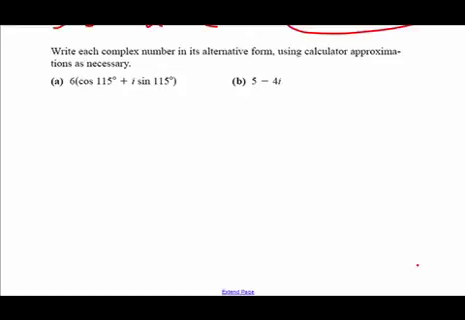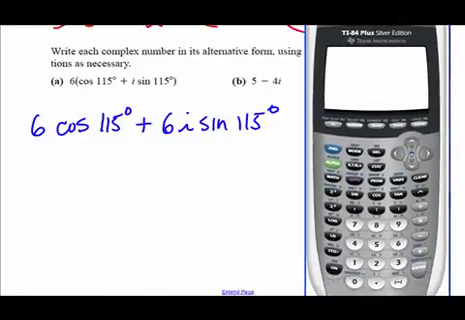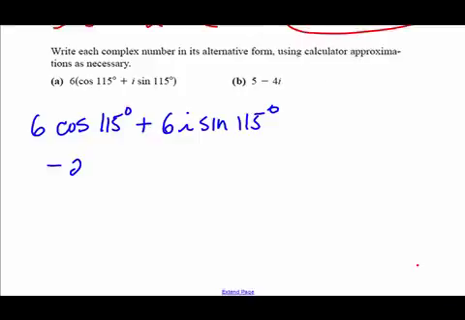Letter A, we'll take 6 times the cosine of 115 plus 6 times i times the sine of 115. And the 115-degree angle isn't one of our friendly angles. It doesn't have a friendly reference angle. So we're going to simply ask the calculator, hey calculator, what is 6 times the cosine of 115? Calculator's in degrees. And we get, let's go 3 decimal places, -2.536.